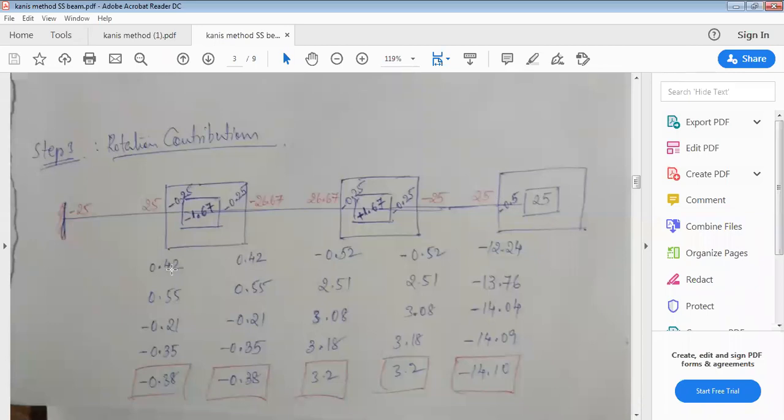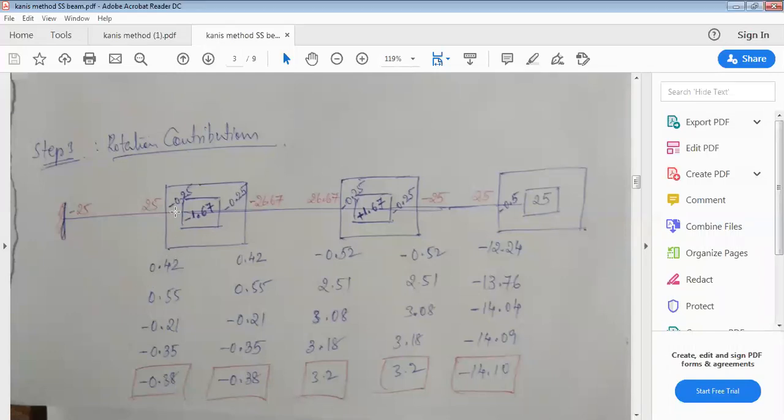Now, how to calculate these rotation contribution values? Rotation factor into summation of movement at this joint plus summation of rotation contribution at far end. For this first iteration, all these values are 0. Whatever values we are having, these are all initially zeros. So first I will calculate this value.